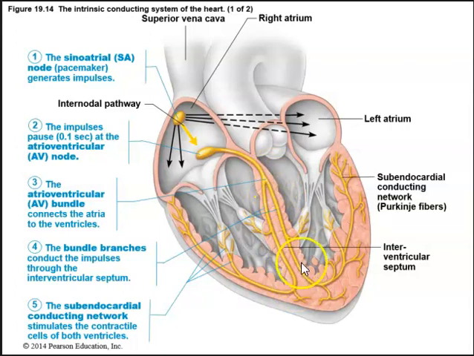the bundle branches will then become the Purkinje fibers, or the subendocardial conducting network, which will approach the apex of the heart and then run superiorly along the walls of the ventricles. So the subendocardial conducting network will stimulate the contractile cells of both ventricles, allowing for that contraction to occur starting at the apex and then moving superiorly, so that any blood in the ventricles will be moved towards either the pulmonary trunk on the right or towards the aorta on the left.